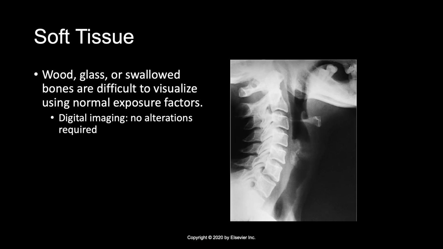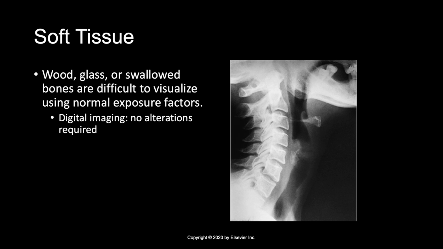Objects such as small pieces of wood, glass, even swallowed bones are difficult to visualize using normal exposure factors. With digital imaging, there are no alterations required. We can just adjust window width and window level until we see the good soft tissue. And you want to make sure on a soft tissue neck that you get all of the air coming from the mouth all the way down, because we're looking at the larynx. So we want to make sure that there is enough air in there so that the doctor is able to see it.